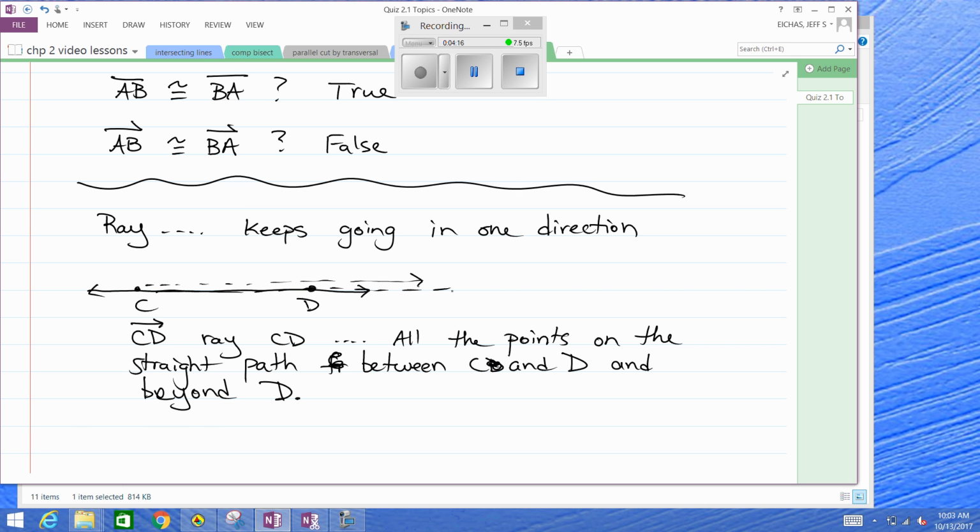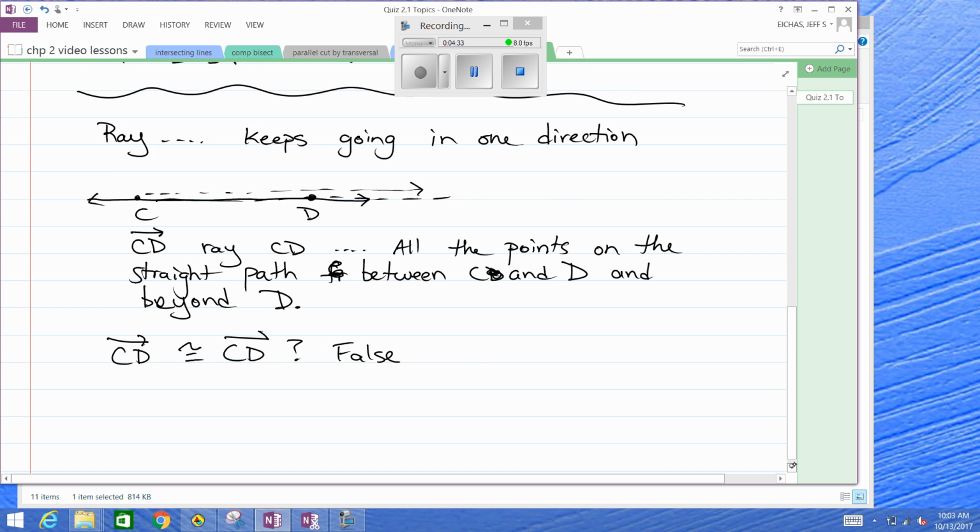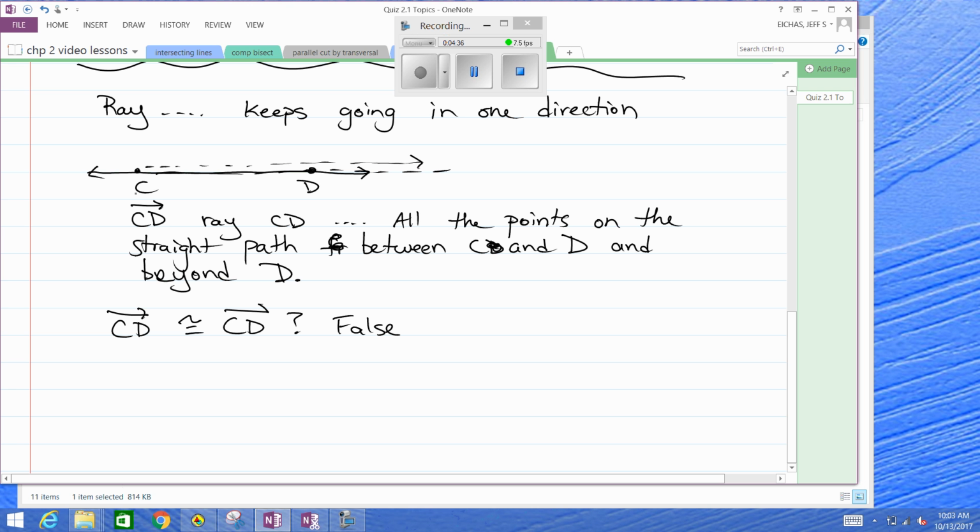Okay. Now, so what's different about that? Well, it continues. So that is slightly different. CD, the ray, is not the same as CD, the directed segment. Okay, that's going to be a question. It is a false. The reason is CD, the directed segment, has to start at C and move to D and stop. So it's only the points along C to D in that direction. Where this ray keeps going, so it picks up other points. They are not the same figure.